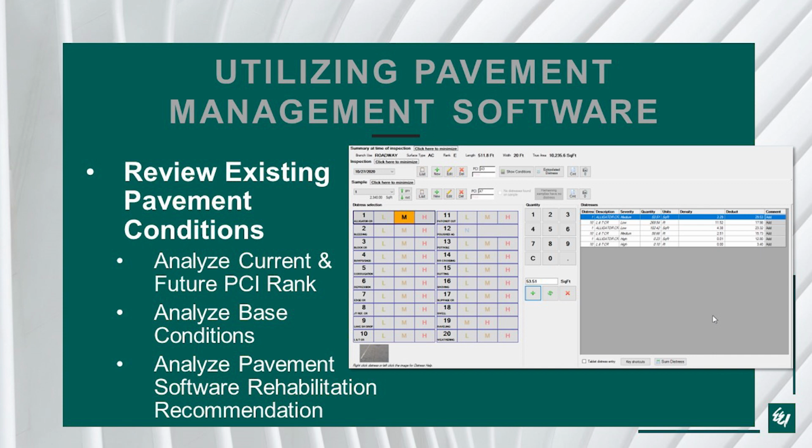And then you want to analyze your current PCI rank, look at the curve, and it'll age out your future PCI rank to see what it's going to be if you don't do anything to the street in 5 years or 10 years. You can analyze the subsurface conditions and base conditions, and then ultimately that software will provide you with a recommendation of what to do to each street. Then you can use your engineering judgment to determine if what the software recommended is appropriate, or if you want to do something different based on the information that you have.